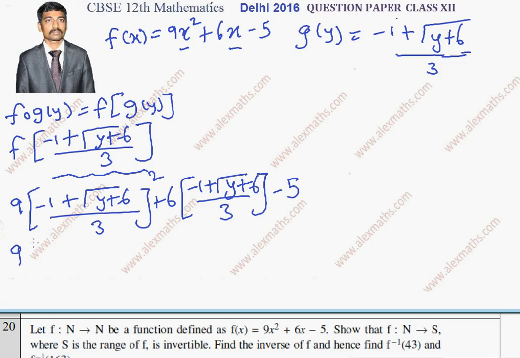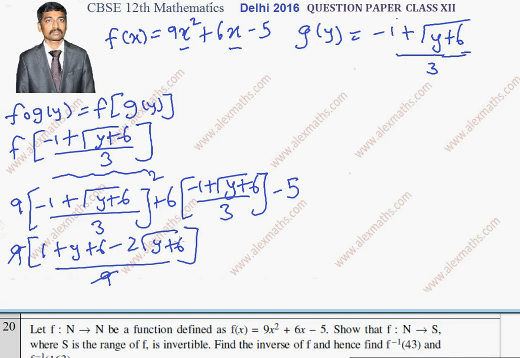The first term is a minus b whole square form. So it is going to be 1 plus y plus 6 minus 2 root y plus 6 whole divided by 9. So we can cancel this. Here after cancelling the 6 and 3, if you multiply the 2 inside, it is going to be minus 2 plus 2 root y plus 6 minus 5. So these two we can cancel, and 1 plus 6 is 7, minus 2 minus 5 is also 7. So finally I am left with only y.